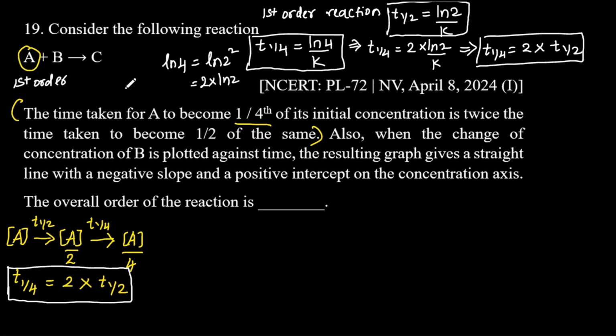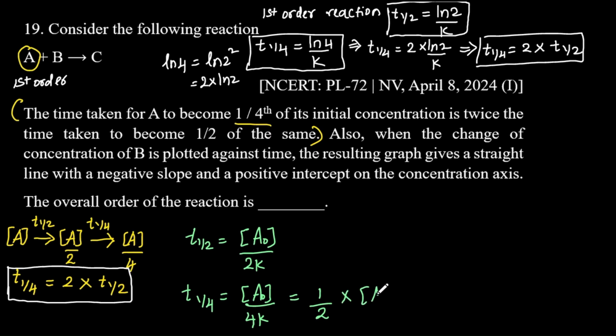We can also check with zero order also. So the half-life of a zero order reaction depends on the initial concentration of the reactant. So concentration of A naught divided by 2K. The T 1 by 4 of a zero order reaction is concentration of A naught divided by 4K. So how we can write this? 1 by 2 into concentration of A naught by 2K. So which is equal to 1 by 2 into T half.